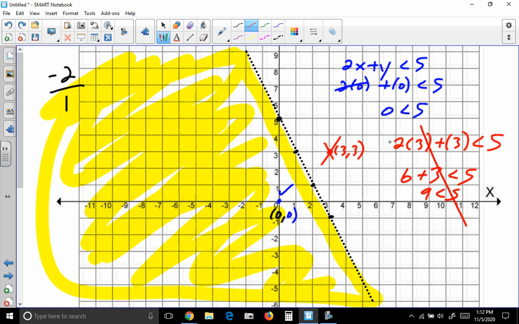Now you might say, why did you pick those points? I just randomly chose points. I chose the origin because that is an easy point to plug in. It's easy to put a 0 for a number and do the arithmetic. 0 times something, 0 plus something, that's easy. And then I just randomly picked an ordered pair that's on the other side of the line to test it. But you can pick any point that's not on the boundary.